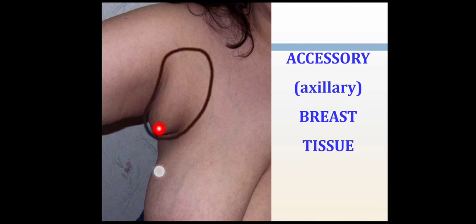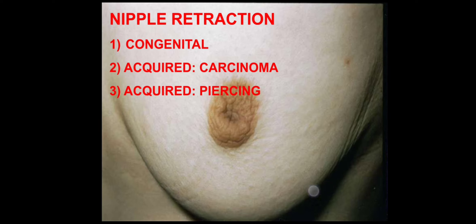So this is how axillary breast tissue in the axilla looks like. It is usually diagnosed whenever the female is lactating, so you can see the expression of milk through this accessory breast tissue as well.